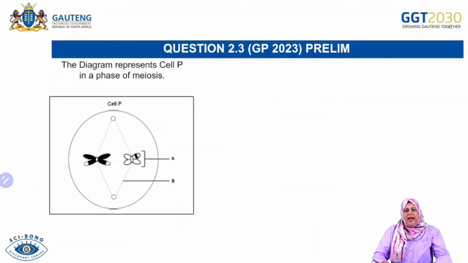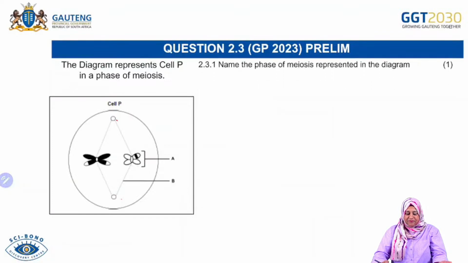We're going to take a look at the question, in particular the 2.3 in the Gauteng prelim exam that was very, very problematic, right? It showed you the diagram represents cell P in a phase of meiosis. So it just says a cell, not in particular an animal cell, it's just a cell. And you can see that, let's unpack this diagram, okay? You can see that there is a chromosome, there's spindle threads, there's the centrioles on either end. Okay, so we've looked at the diagram, and let's see now what's the question.